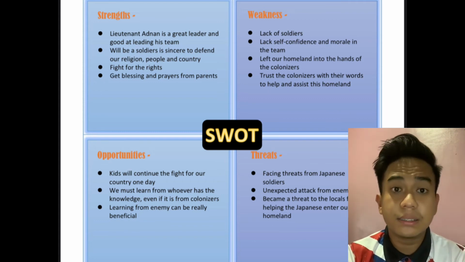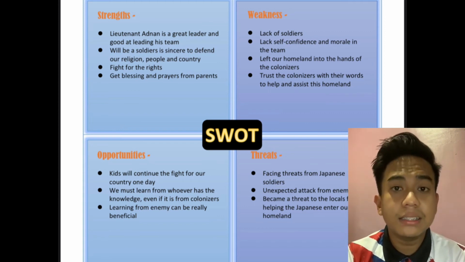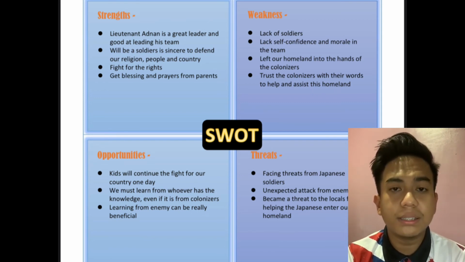The next is fight for the right means. We fight for the goal and objective that need to be achieved, like Lieutenant Adnan fought for the independence and peace of our country. And last, for the strength, whatever you do in your life, get blessing and prayer from parents. Okay, next is opportunities.